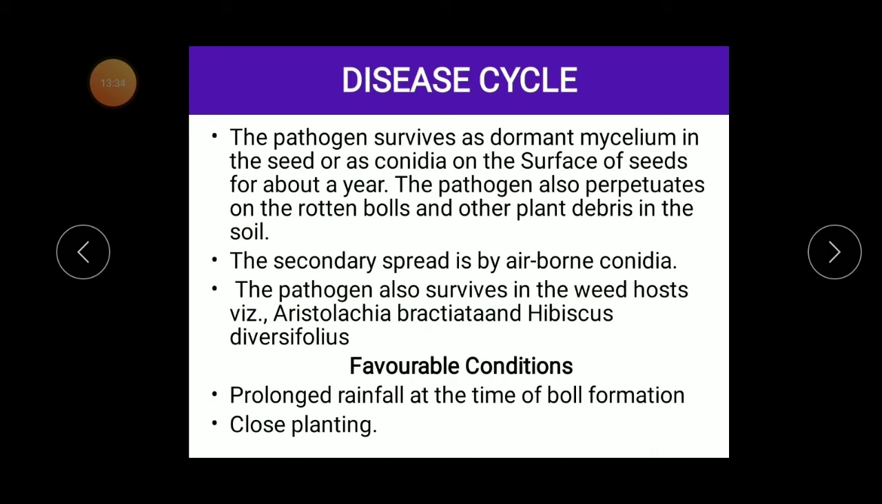This means this disease is also seed borne and also soil borne.